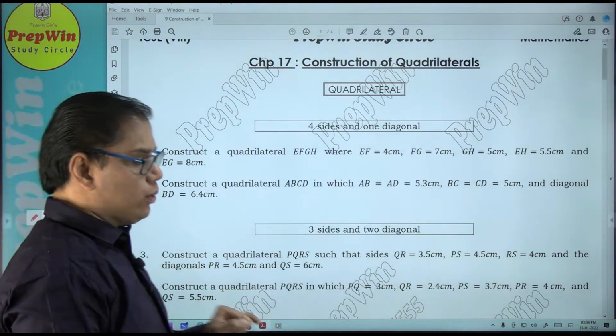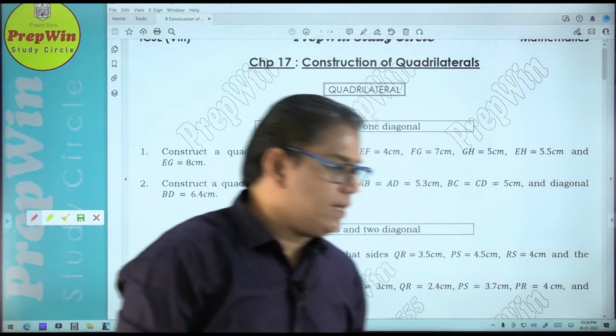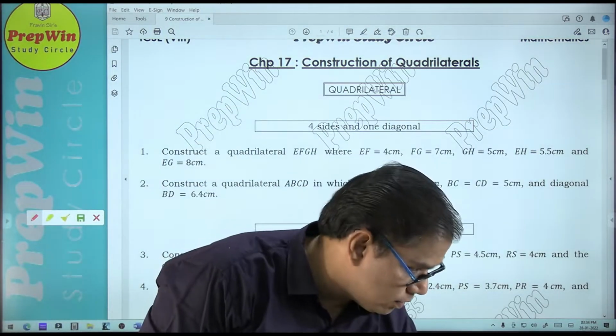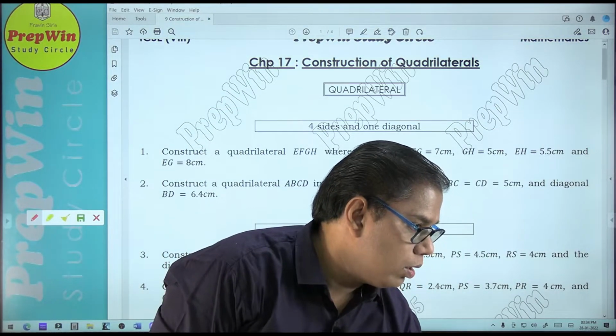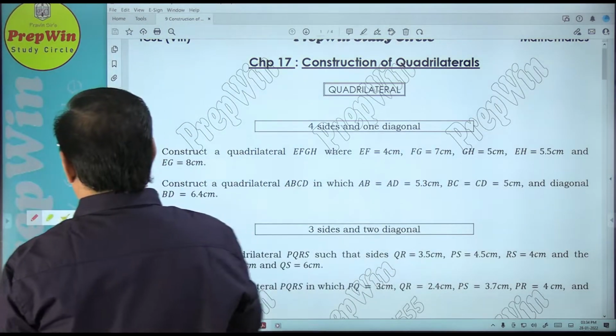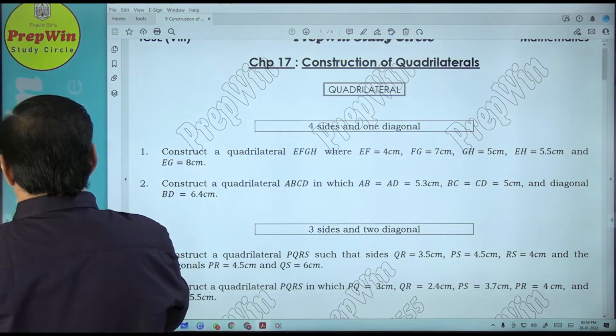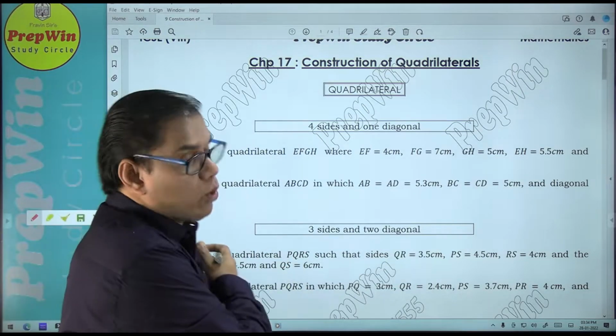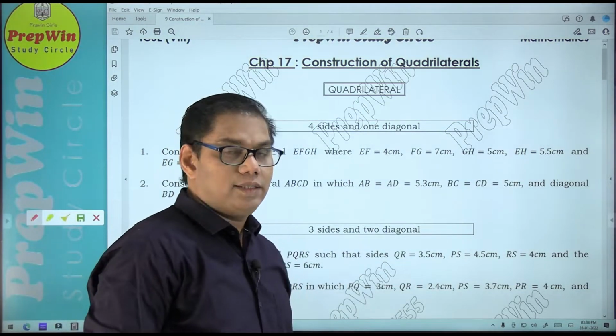Now again, I would like to tell you all that this chapter is very easy. Only you should know your basics, your concept should be strong. Say you have to draw a quadrilateral. We are interested in drawing a quadrilateral. After drawing a quadrilateral, we will be drawing a hexagon also.